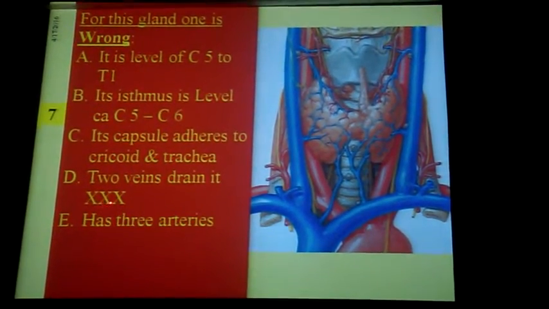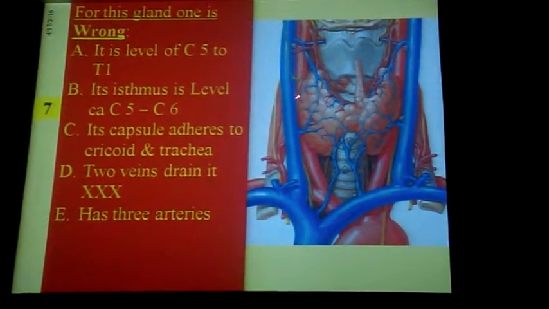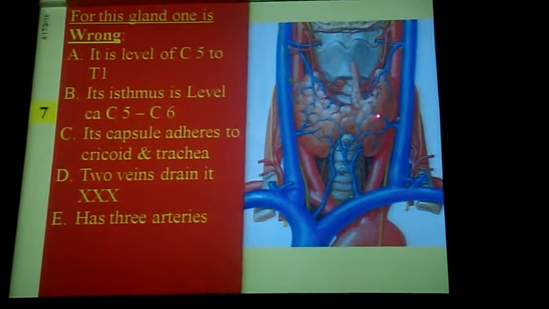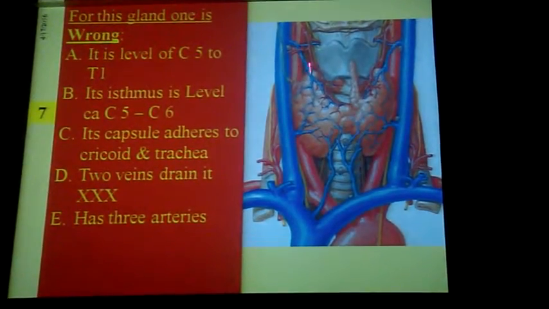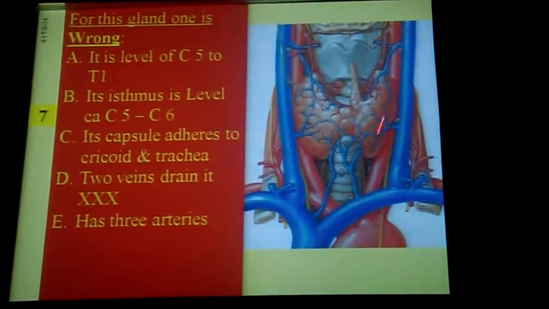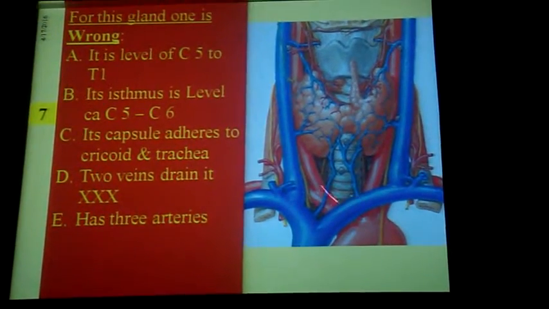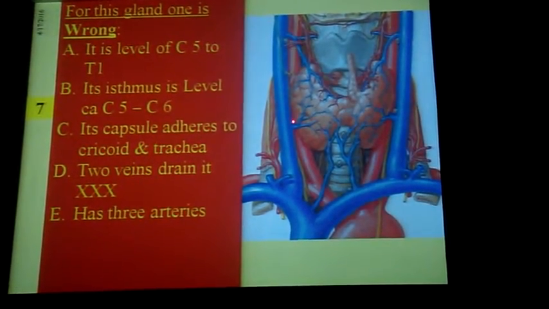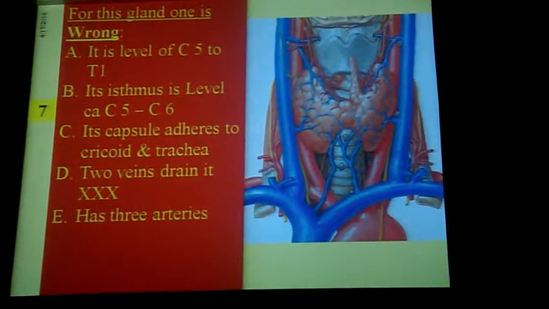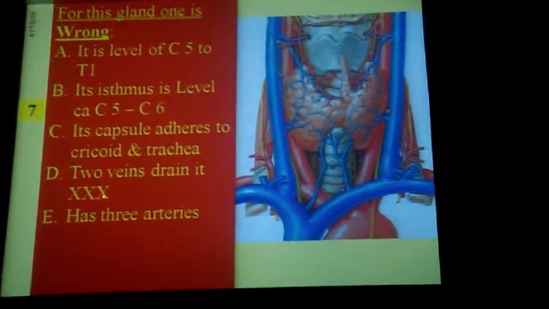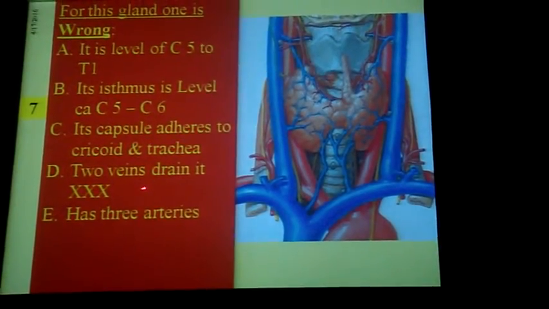Two veins drain the gland. How many veins drain this gland? One, two, and three. We have the superior, middle, and inferior thyroid veins. So we don't have two. This is wrong. So three veins drain the gland.